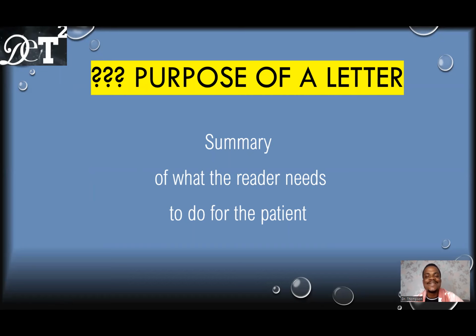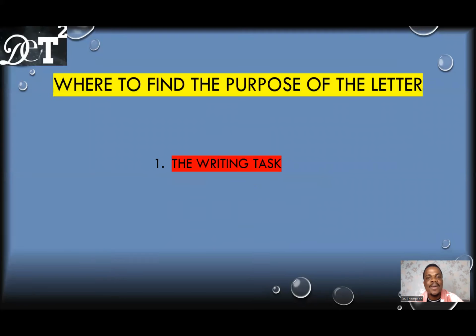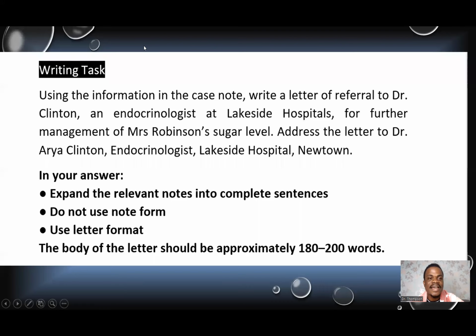Now, how do you identify the purpose of the letter when a case note is given to you? Usually when a case note is given to you, you have a lot of information in there, but identifying the purpose of the letter is actually quite easy. The first place to go is the writing task. When a case note is given to you, first move to the writing task. Usually the purpose of the letter is clearly stated in the writing task.